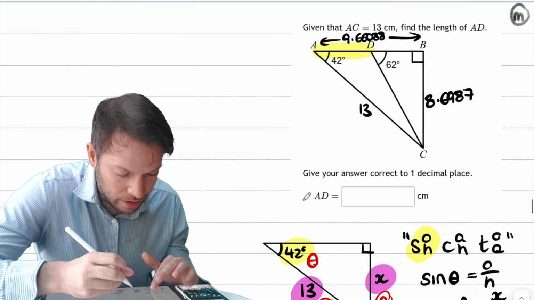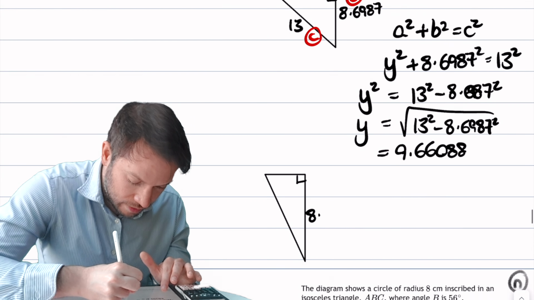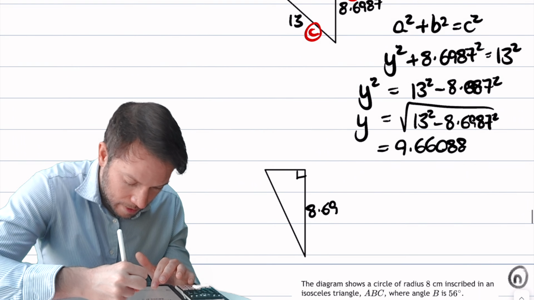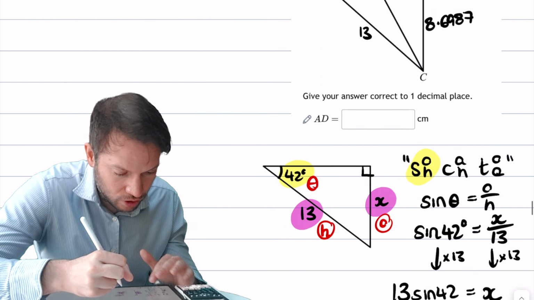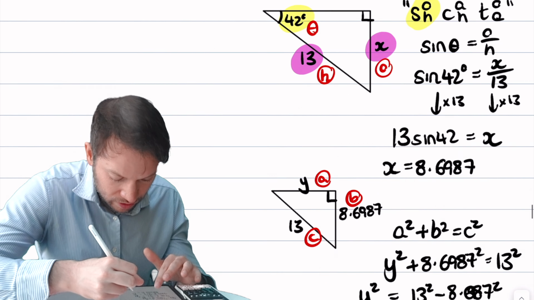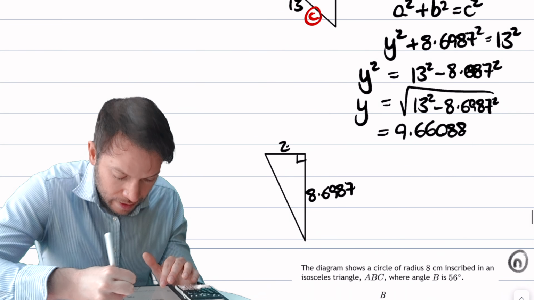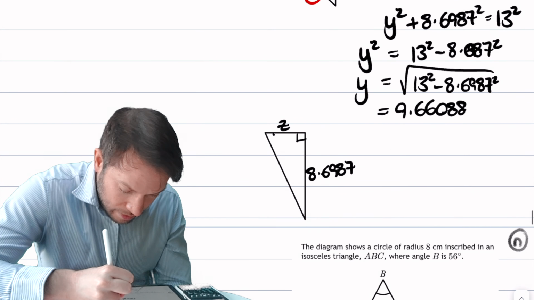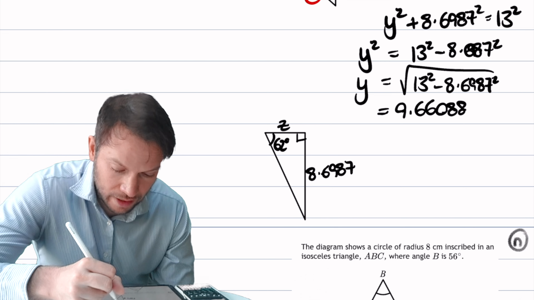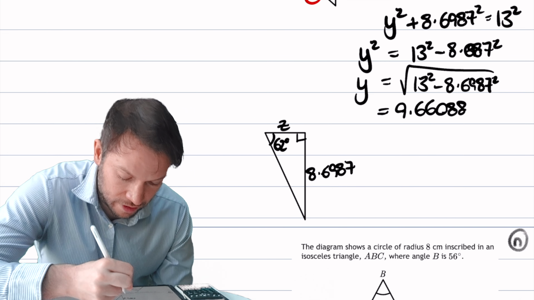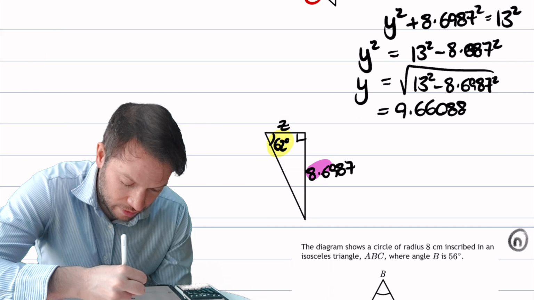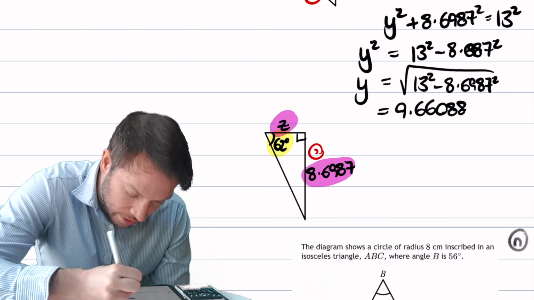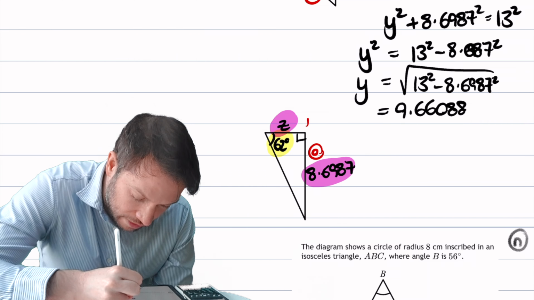we can see this is 8.6987 on the right. And then we're trying to find the top length, DB, which we're going to just call Z. And then we've got the angle of 62 degrees here. So let's just use trigonometry again. We'll label the sides relative to this angle of interest. Well, the 8.6987 is opposite the angle of interest, and the Z is adjacent to, next to.